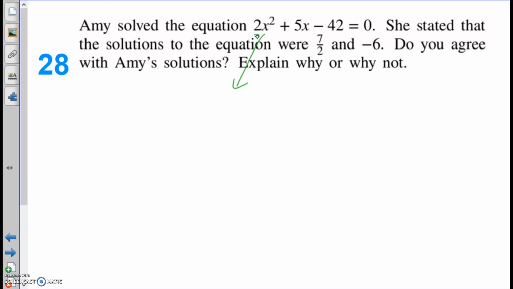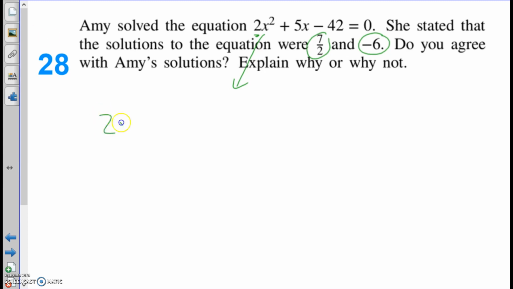Quadratic formula will always work, but really the value of the quadratic formula is when you have irrational or even imaginary solutions. But here we see that 7 over 2 and negative 6, those are rational. They're just regular numbers, which means that if Amy's correct here, we can do this with factoring. So let me show you this question through factoring, and let's see if we get these solutions. And if not, then Amy's wrong.